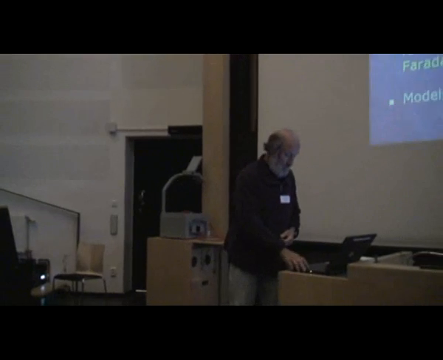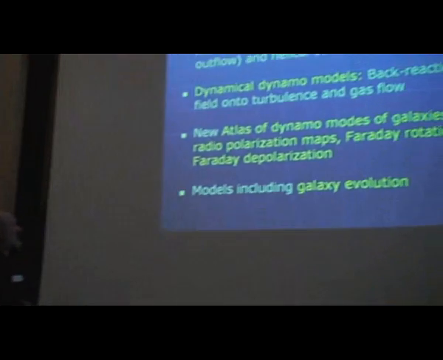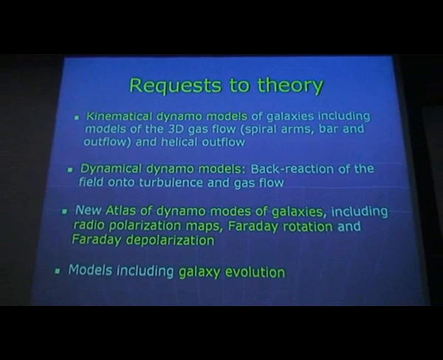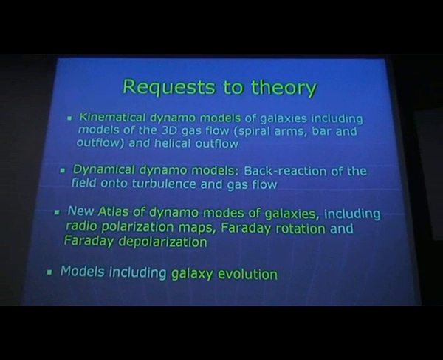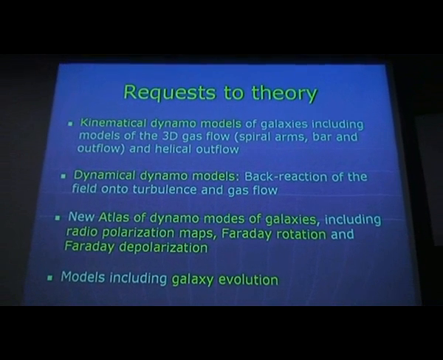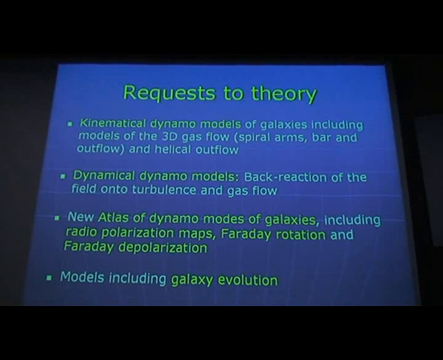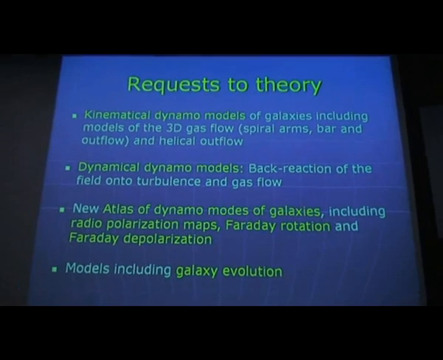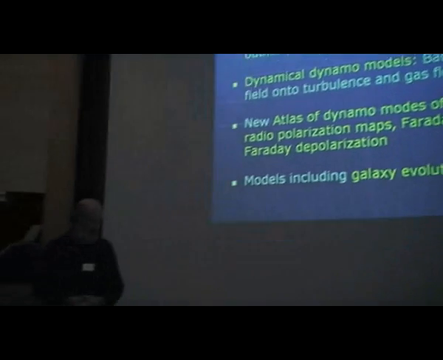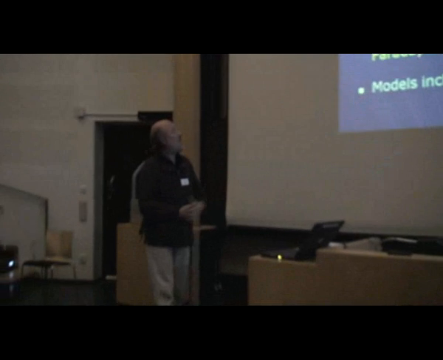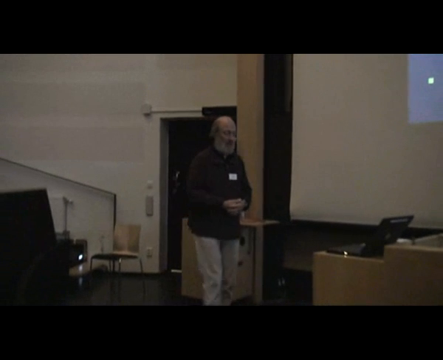So these are the few introduction comments, and then I just repeat my last transparency from my talk. So first we would like to get really good kinematical dynamo models. In the last 10 or 15 years, there has been a lot of basic research in dynamo theory, but we really need models for galaxies, and probably the same also for stars, which are realistic, which include spiral arms, bars, and outflows, which has now become really important because the helical outflows are really important. This has to be done again because the old models do not work. And the next step would be dynamical dynamo models, including the back reaction.